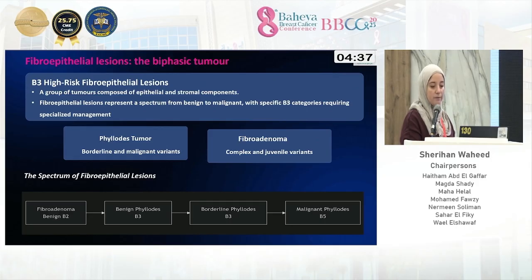The classification of the phyllodes tumor is based on histological features. The benign will have mild stromal atypia and low mitotic activity. The borderline will have moderate stromal atypia and intermediate mitotic activity, while the malignant phyllodes will have marked stromal atypia and high mitotic activity.